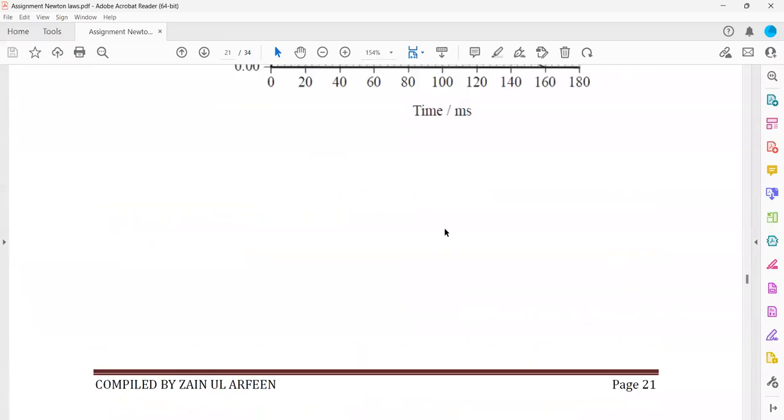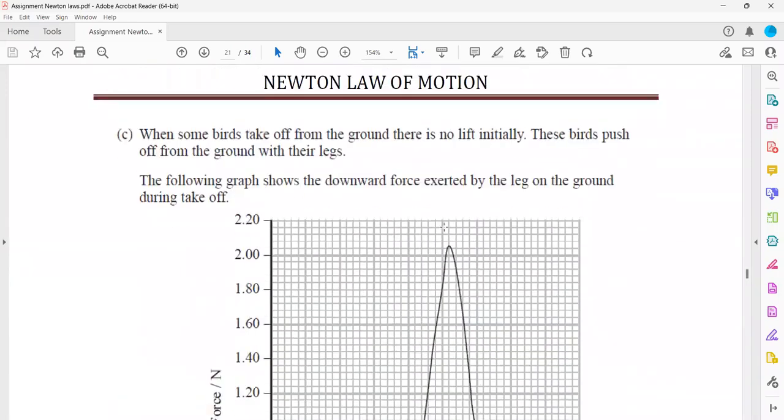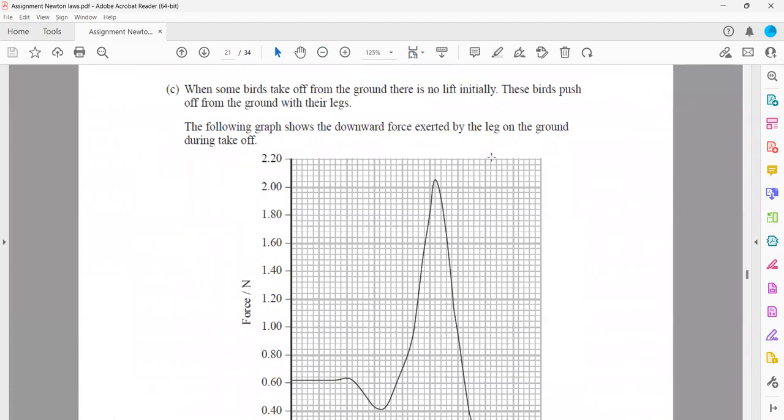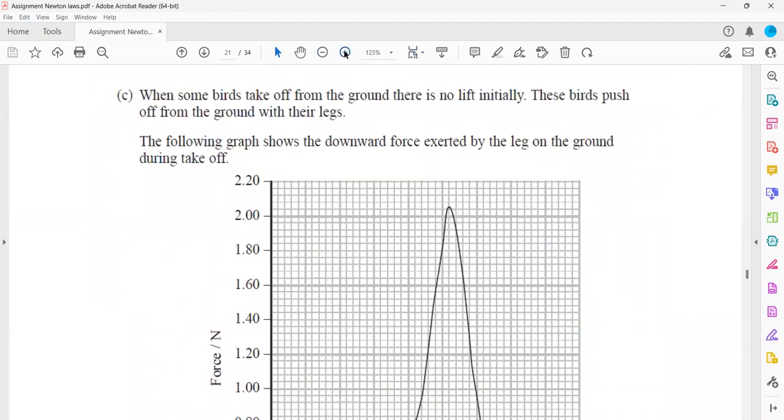Here, page 21: when some birds take off from the ground, there is no lift initially. These birds push off from the ground with their legs. This is the same scenario as we discussed, like how a person can jump. So the birds, for a takeoff, initially don't have the lift, so they push the ground. As a result, the ground will apply an upward force, and that upward force will be more than the weight. So it will create an upward acceleration, and the bird can lift off from the ground.